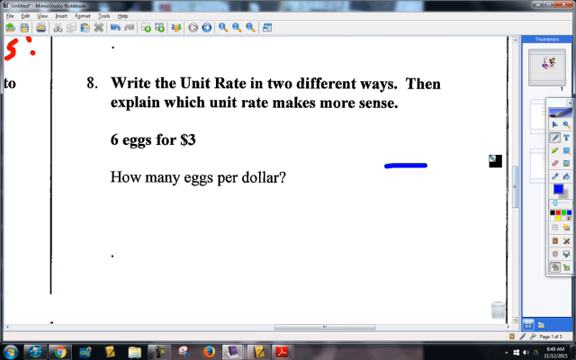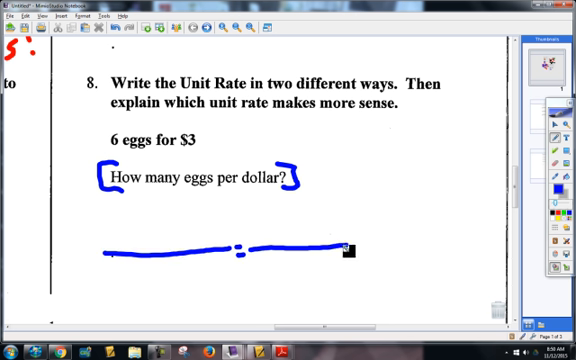All right, now, write the unit rate in 2 different ways. Okay. How many eggs per dollar? Now, this one, number 8 was on this page, and then number 9 was on the back. But I phrased it to where the question itself, did it make you do one of the 2 unit rates? It picked it for you, right? Mm-hmm. So, this is what I'm looking at.